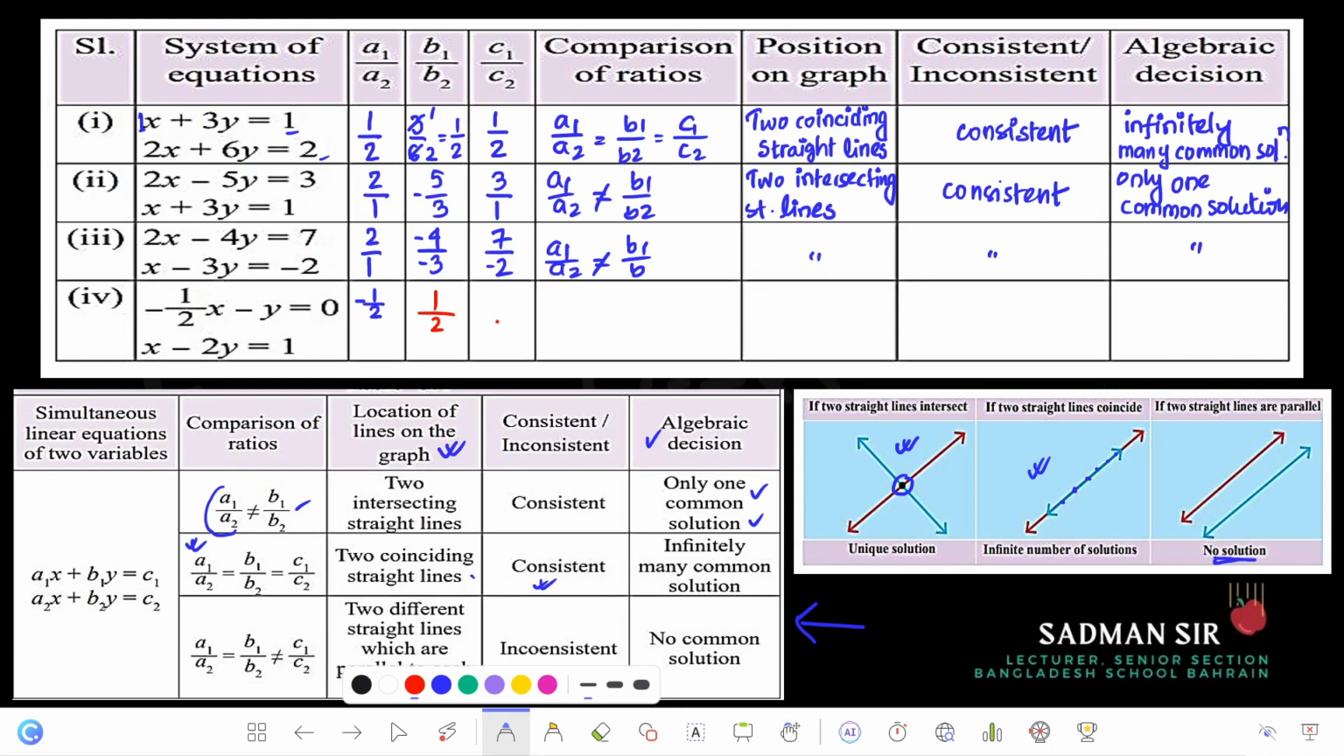In this case, again we have to write 0 divided by 1, which is actually equal to 0. So they are not equal. Again, A1 by A2 is not equal to B1 by B2. So we are going to write the same thing again. I hope this is clear. If you have any confusion, kindly let me know.